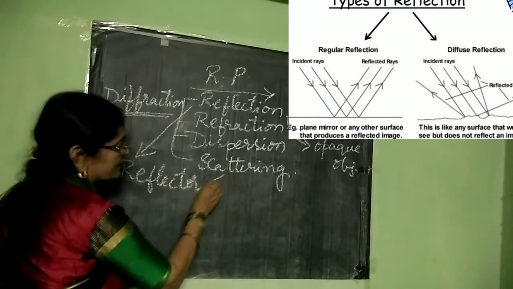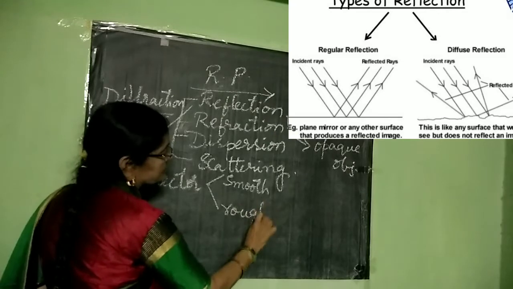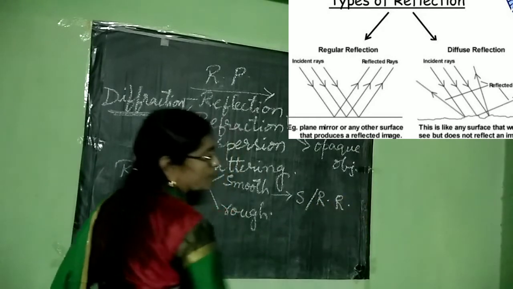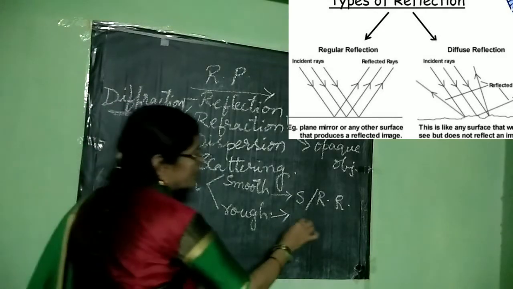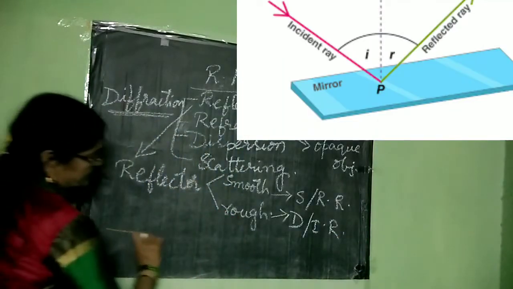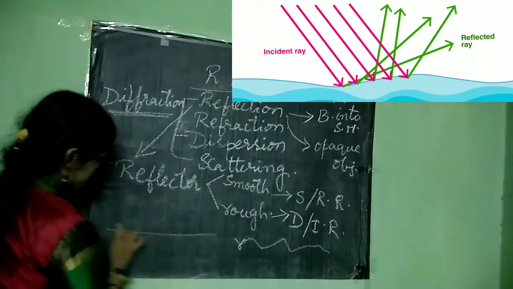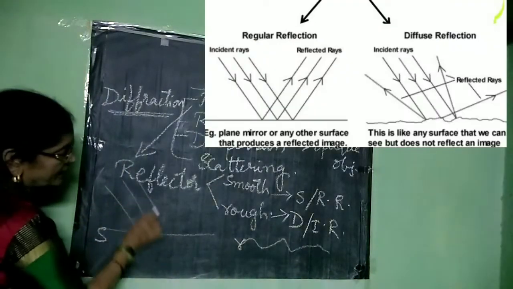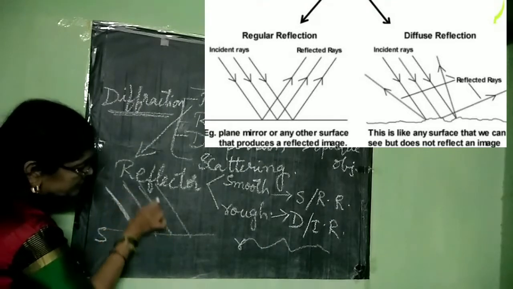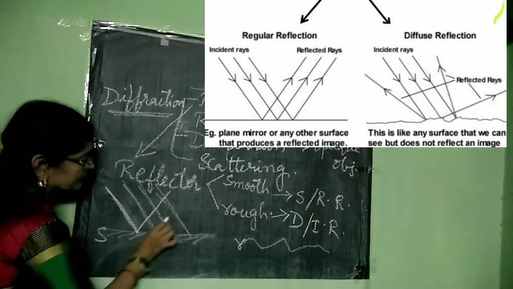So there are two kinds of reflectors, smooth reflectors and rough reflectors. Smooth reflectors undergo smooth or regular reflection, whereas rough reflectors undergo diffused reflection or irregular reflection. Since the surface is irregular in the case of a rough surface, this is the rough surface, this is the smooth surface. Whatever light comes and falls on the smooth surface will be reflected back. All the rays falling on this smooth surface, this is the coating part, will bounce back like this.